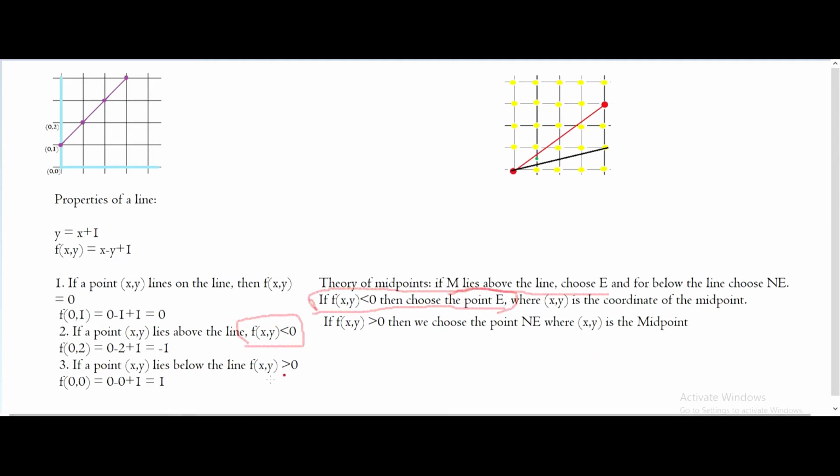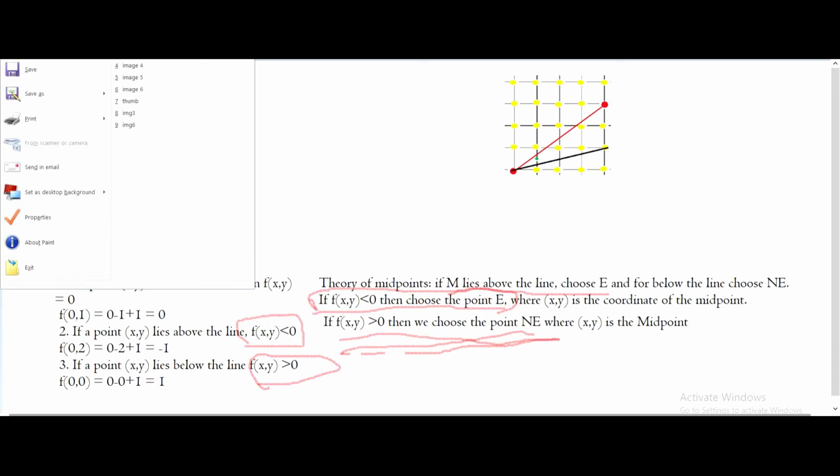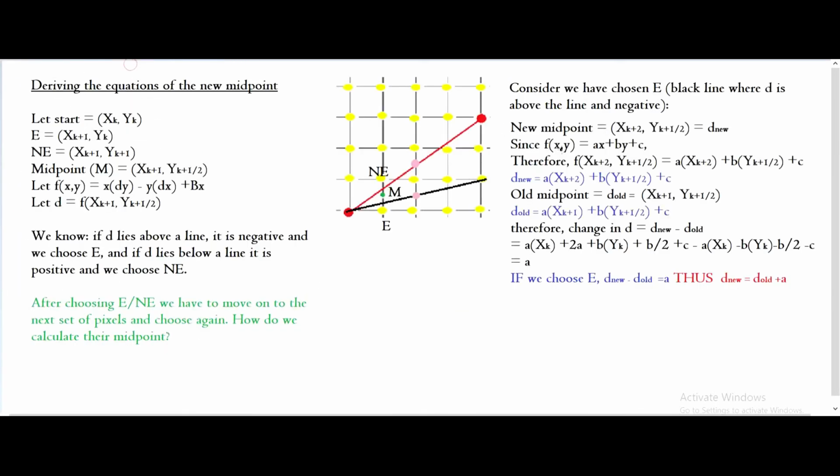In the same way, if our point lies below the line, we choose NE. If the midpoint lies below the line, we choose NE. And in this case, f(x,y) is greater than 0. So basically, we can say that if f(x,y) is greater than 0, then we will choose the point NE. And remember, NE represents northeast. Okay, so we've understood quite a few concepts here. Take some time to absorb this, and we will move on now to the next point.